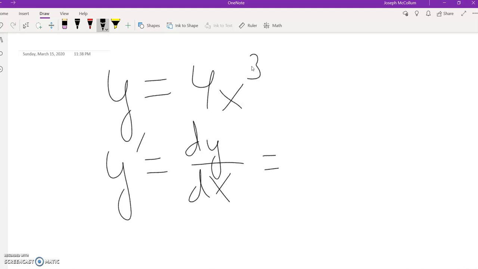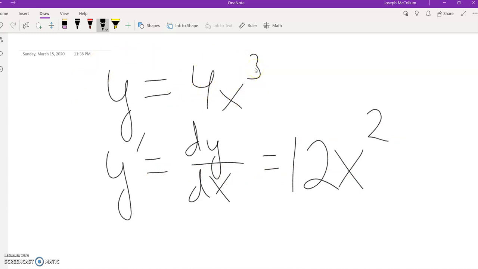it states you should take the exponent, bring it down to multiply by the coefficient in front of the expression, so 4 times 3 to give me 12. And then, on top of it, you subtract 1 from the exponent, which should bring the exponent down to a 2. And this is our first derivative of the expression y equals 4x cubed.